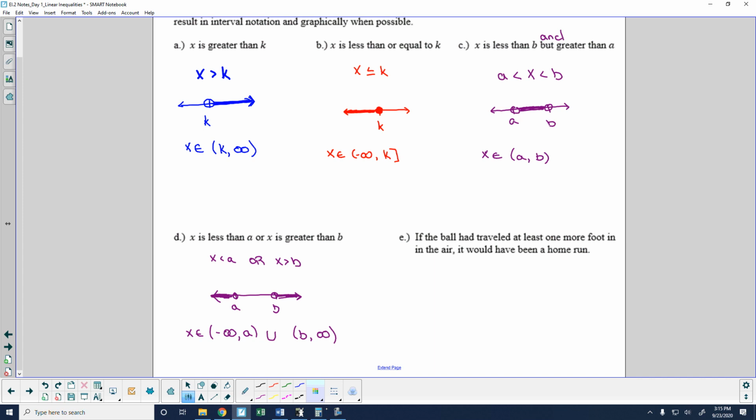Now let's take a look at E. It says a word problem here. If the ball had traveled at least one more foot in the air, it would have been a home run. So in this case, we want to somehow write an inequality for this. There's a variety of different ways that you can write it, but let D equal the distance needed for a home run.